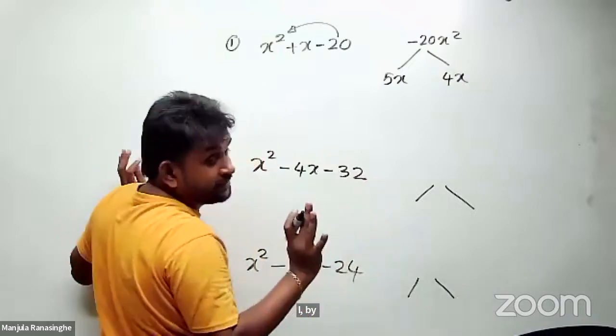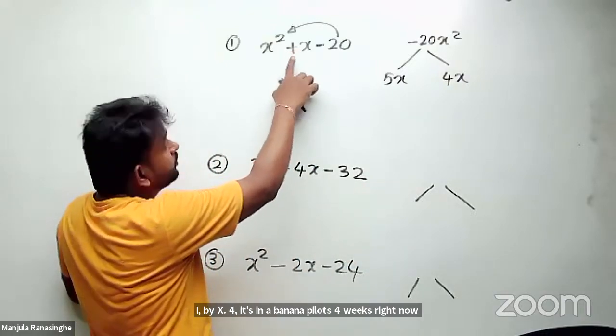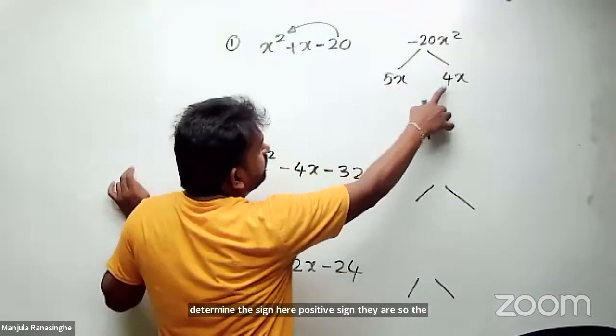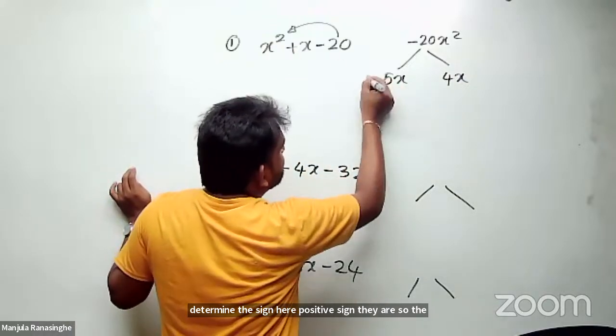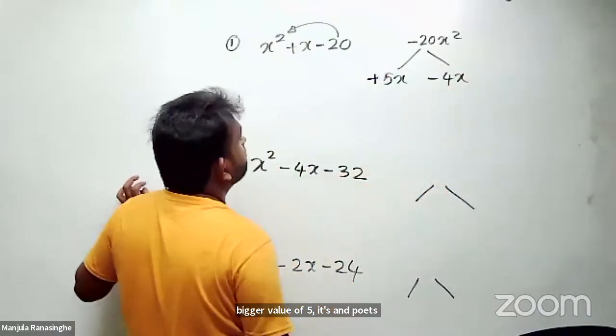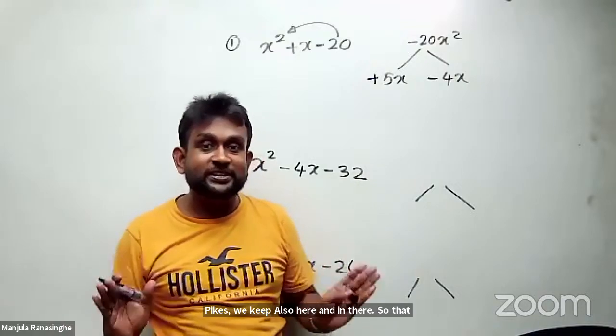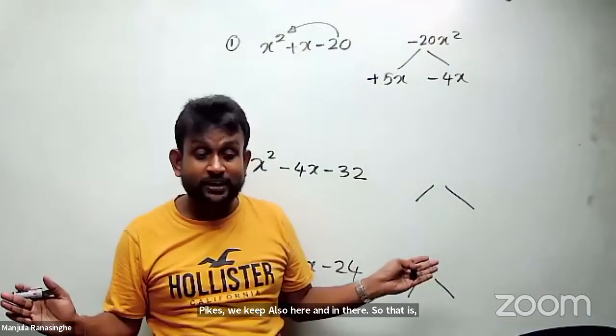Right, now determine the sign. Here positive sign there. So the bigger value of 5x and 4x, 5x, we keep positive here and the negative there. So that is the suitable pair. So the pair shall be positive 5x, negative 4x.